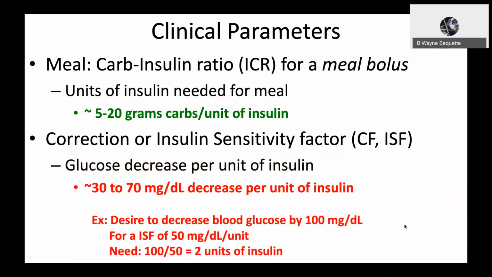So for example, if somebody needed to decrease their blood glucose level by 100 milligrams per deciliter, let's say they were quite high and wanted to decrease by 100, if they had an insulin sensitivity or correction factor of 50 milligrams per deciliter per unit of insulin, then they would need 2 units of insulin to decrease their blood glucose concentration by 100 milligrams per deciliter.